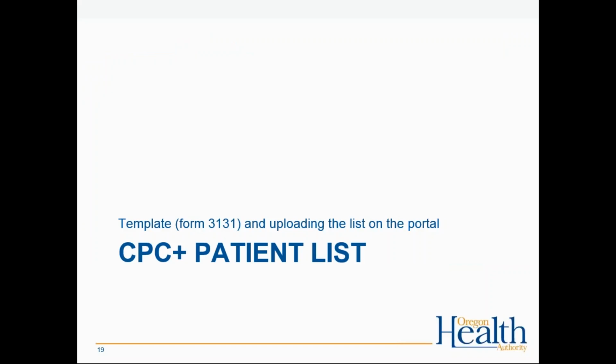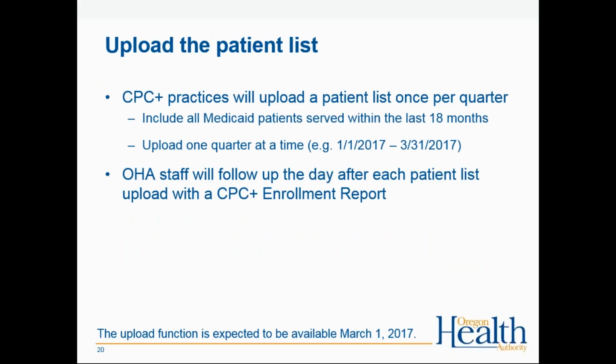All right, so let's talk about the CPC Plus patient list. This is the template form 3131 and how to fill that out and upload it on the portal. So you'll do this once per quarter. Your patient list includes all Medicaid patients that have been served within the last 18 months from that quarter. And you want to upload one quarter at a time.